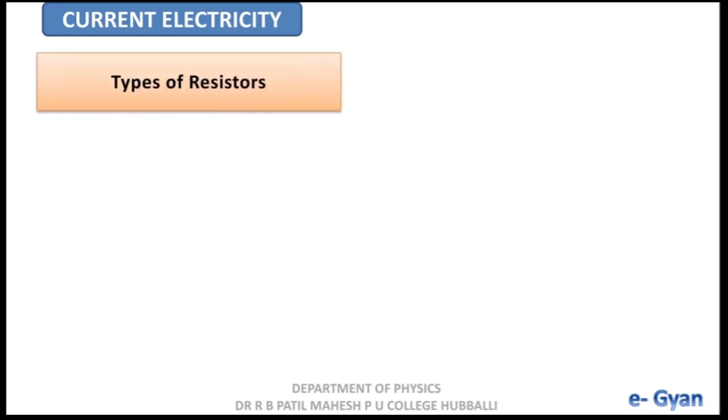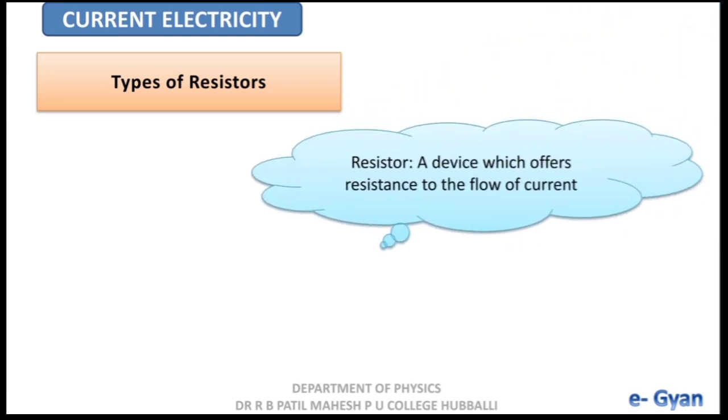Types of resistors. Before discussing types of resistors, let me define a resistor. A resistor is a device which offers resistance to the flow of current through it. A device which offers resistance to the flow of current through it is called a resistor. This device will oppose the flow of current, and that device is called a resistor.